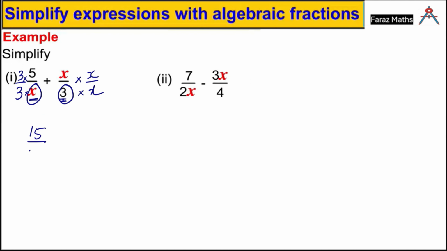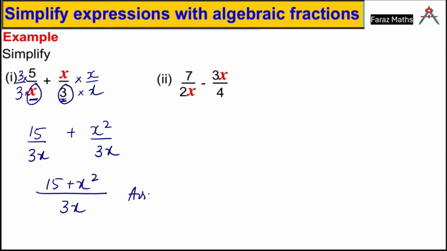5 3s are 15, 3x, plus x times x is x squared, and 3 times x is 3x. Now when the denominators are the same, keep the denominator the same, 3x, and add the numerators. So it is simple: 15 plus x squared over 3x. That's our answer.